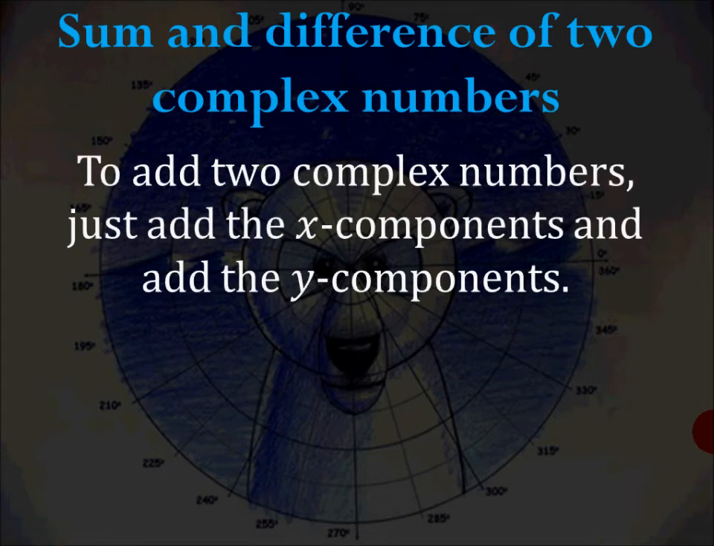Now, to add two complex numbers is pretty simple. It's basically just like when we did before. You're going to add the real components and add the y components.